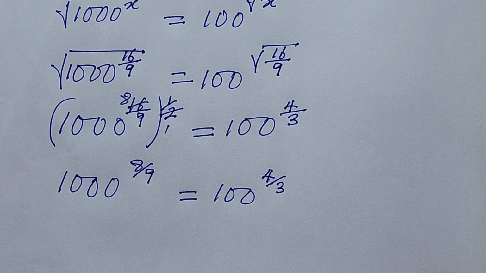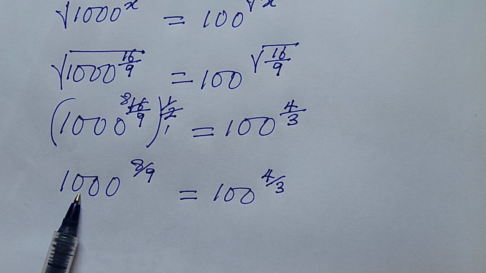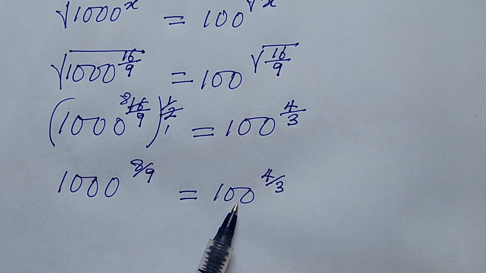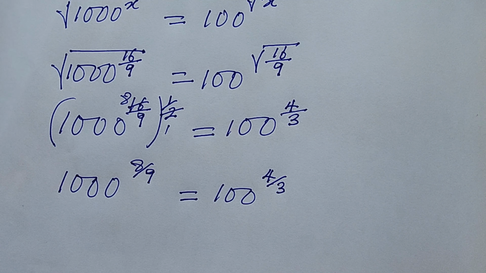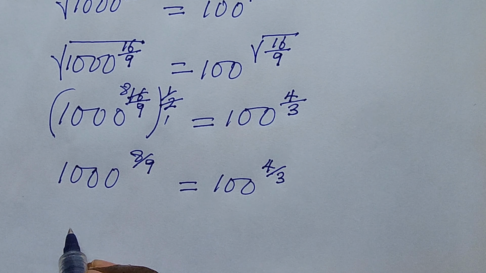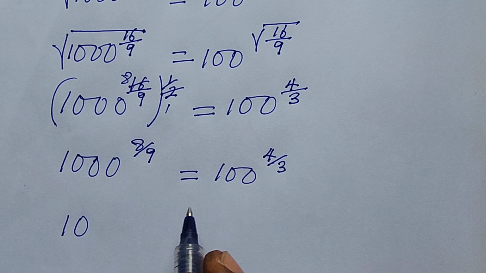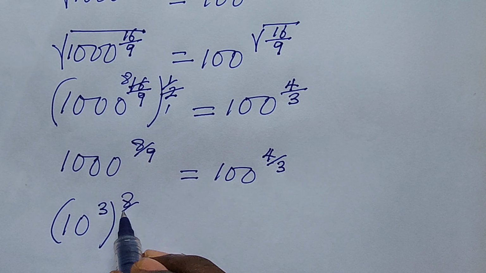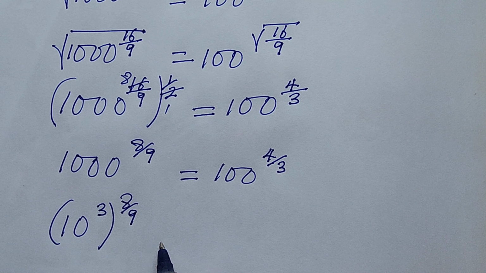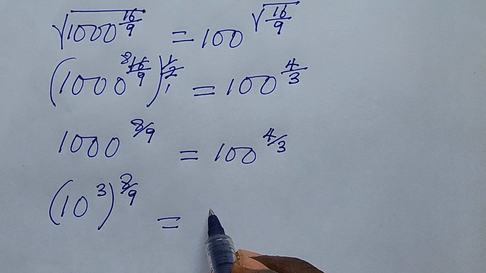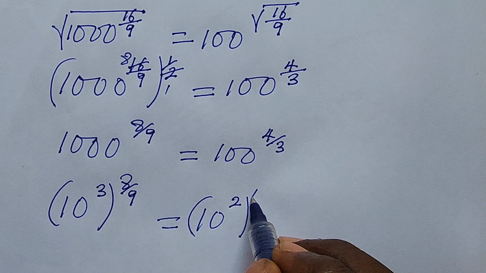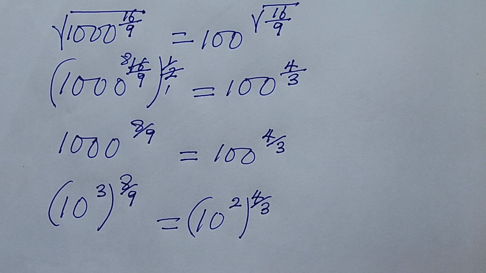Easy, right? Good. Here we can express this to base 10 again, and we can equally express this to base 10 also. If we do that, it's going to give us 10 to the power of 3, in brackets, raised to the power of 8 all over 9. This is equal to 10 to the power of 2, in brackets, raised to 4 all over 3.